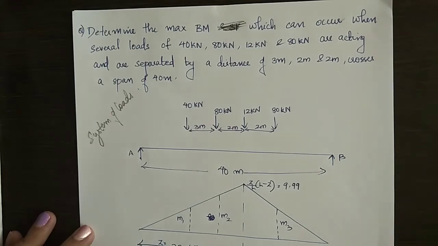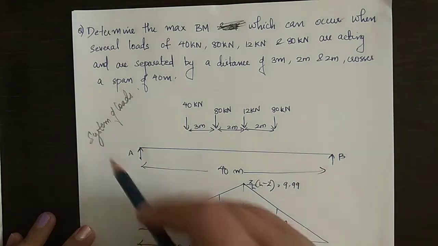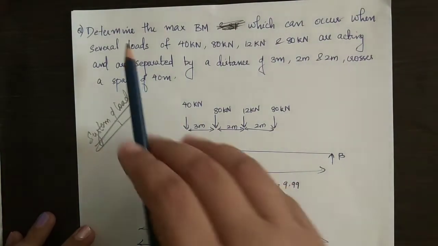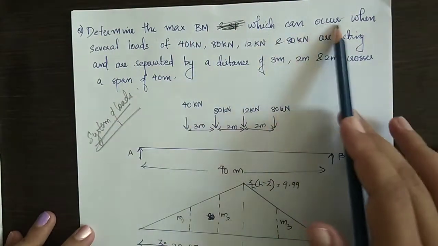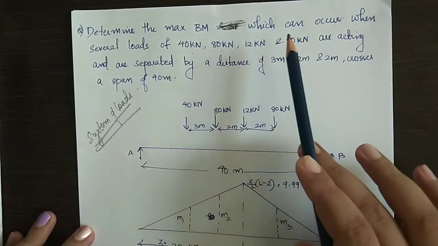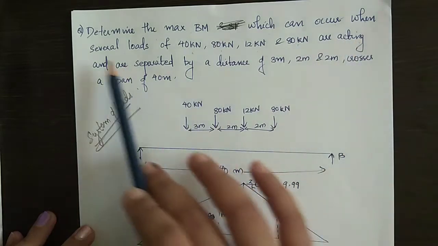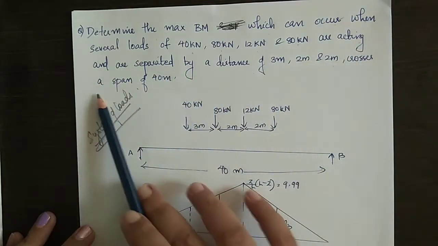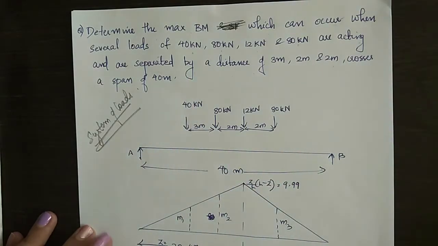Hi, in this session, we shall deal with problems of ILD for simply supported beam with system of loads. Determine the maximum bending moment which can occur when several loads of 40, 80, 12 and 80 kN are acting and are separated by a distance of 3 meter, 2 meter and 2 meter crosses a span of 40 meter.